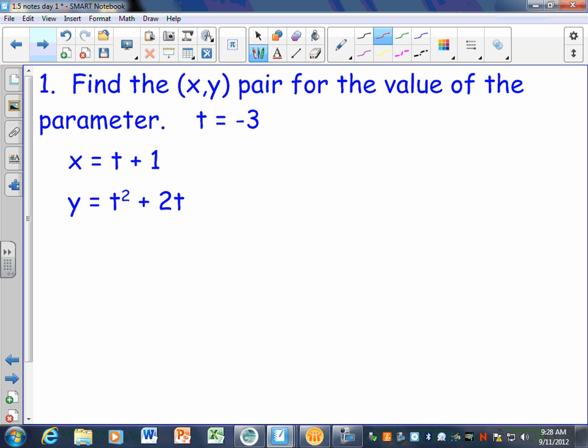Yeah, all you're doing is plugging -3 in, and what you should get out of that is an x value and a y value, which means when t is -3, you could figure out where it is on your graph. Like you could figure out what point that is. And that's all this is saying.